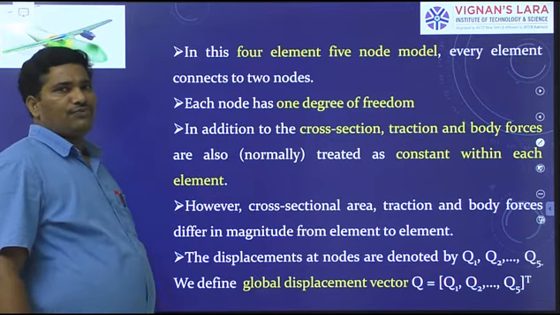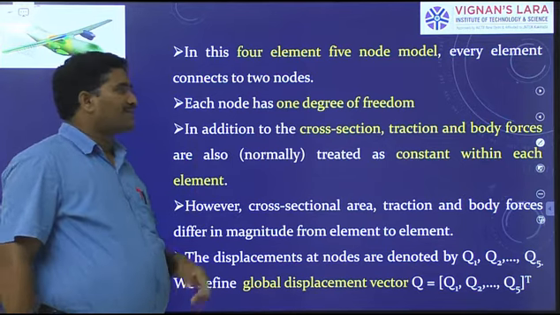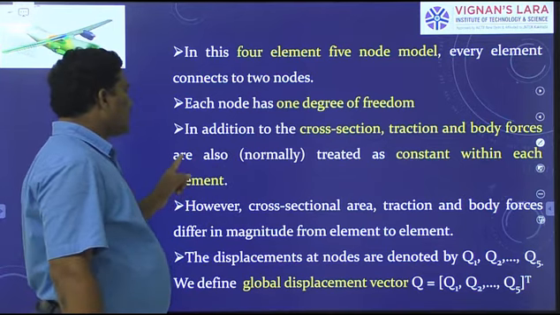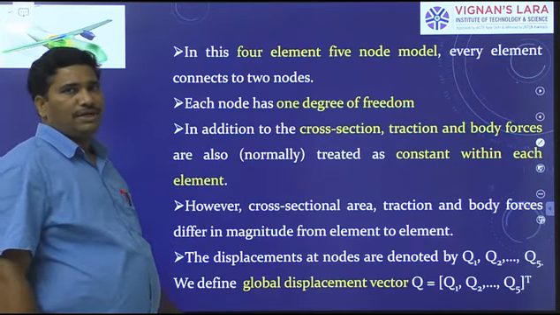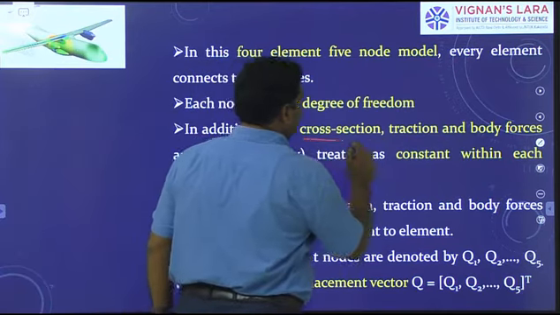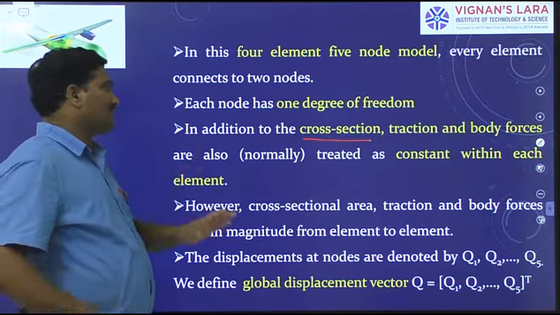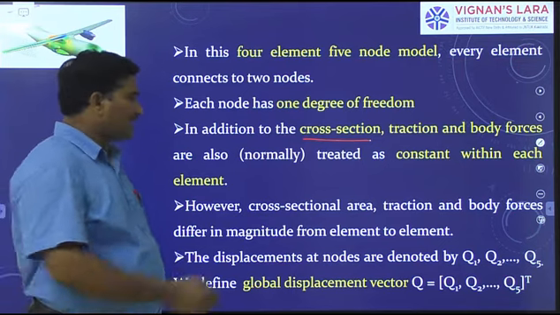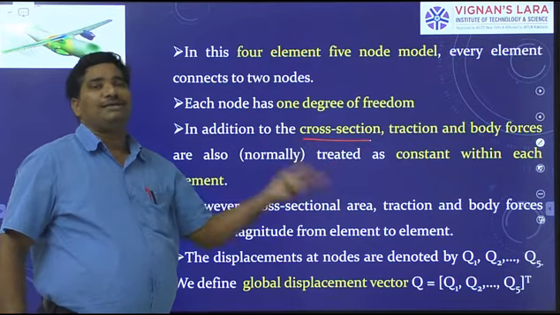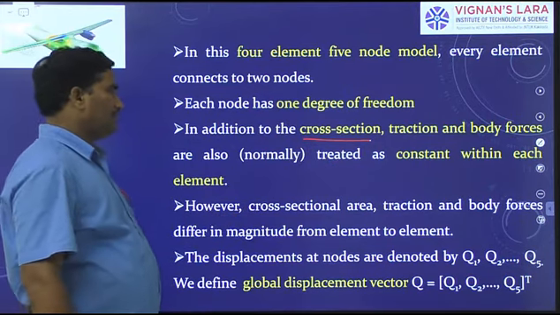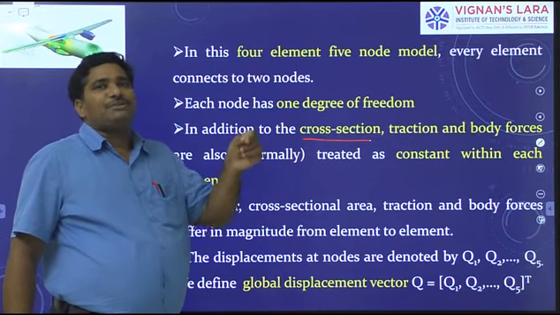Now, each node has 1 degree of freedom, that we know. In addition to the cross section, the traction and body forces are also considered constant within each element. However, the cross-section area, traction and body forces differ in magnitude from element to element.